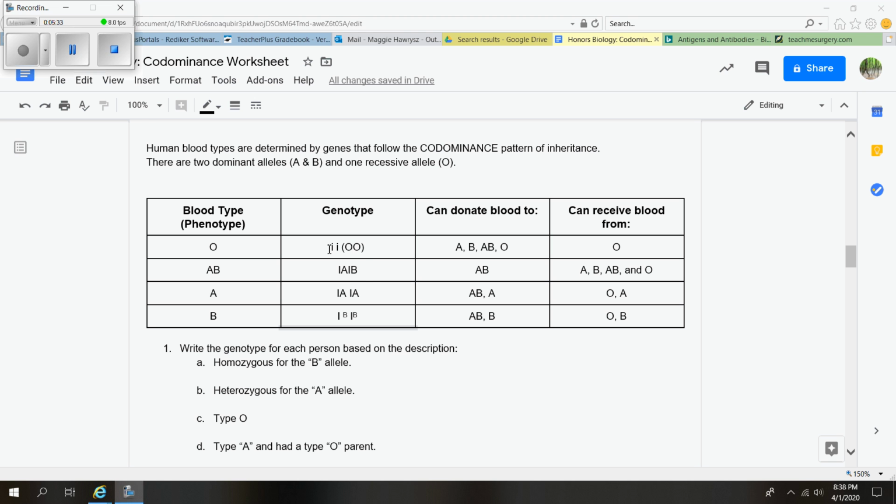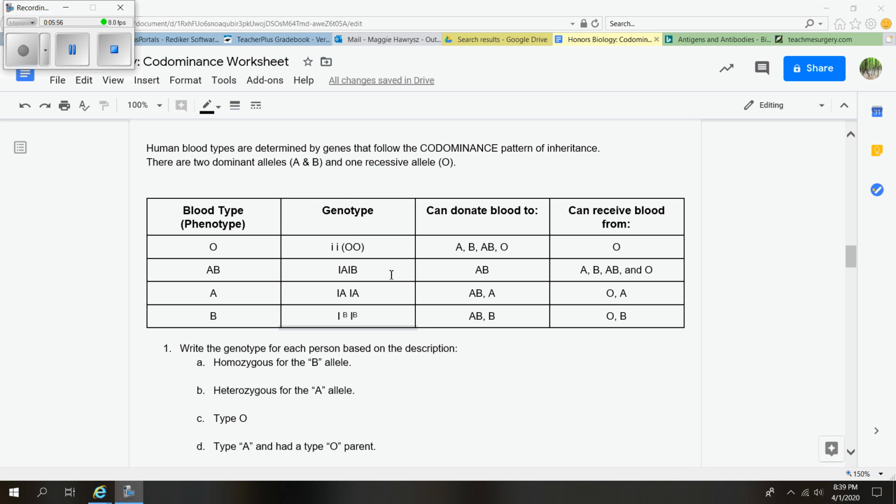The only way that you can get the blood type O is if you have two parents that are recessive for that trait, okay? So I hope that gives you a little bit of a better understanding in relation to the dominant alleles, there being two, and the recessive allele there being one, okay?